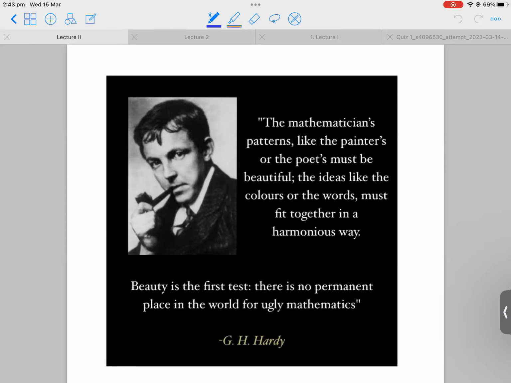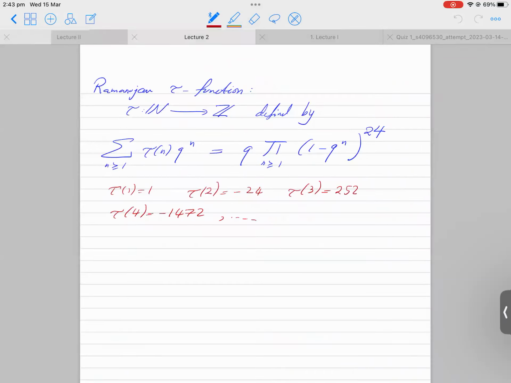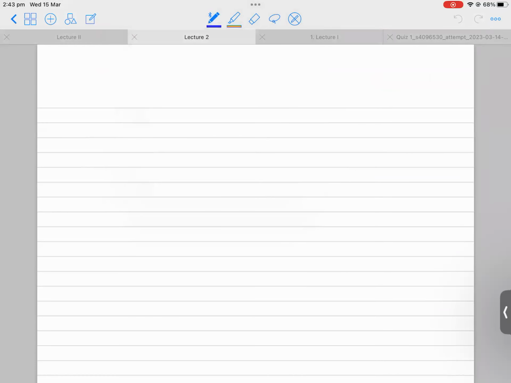All right. So what I need to discuss is the notion of rational points versus closed points. Now, what we discussed last time was the notion of what we call closed points. So last time I told you that when we're discussing points in algebraic geometry, one way to do it is to consider maximal ideals in our ring.